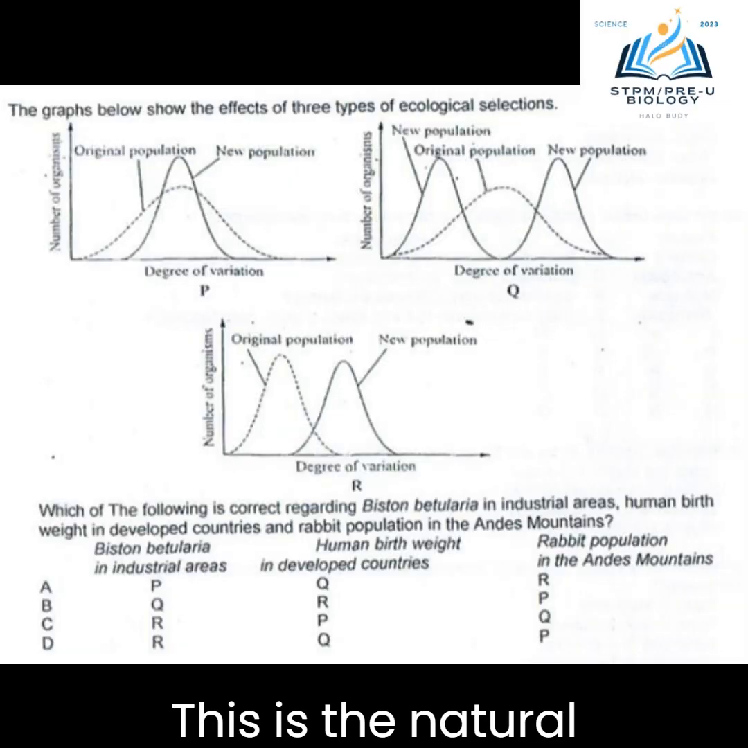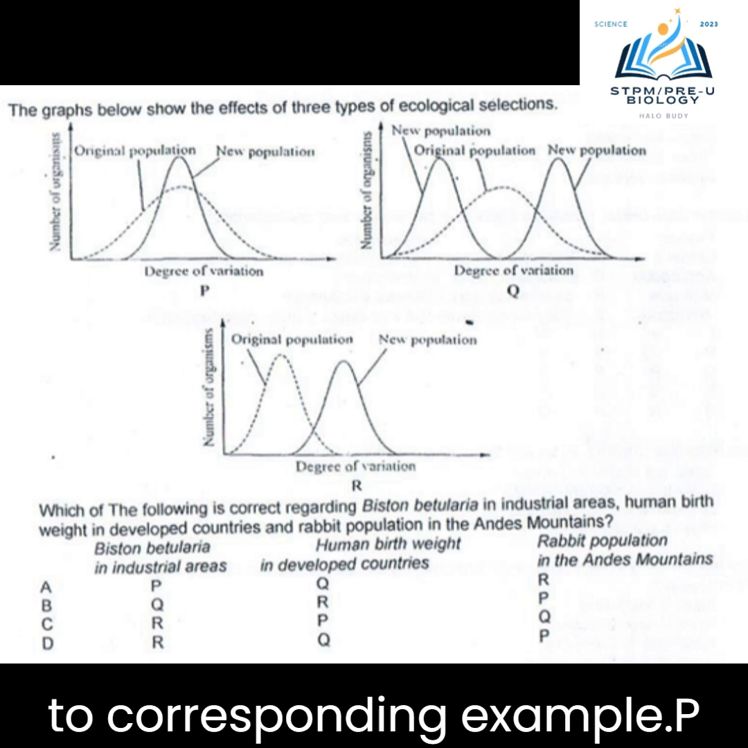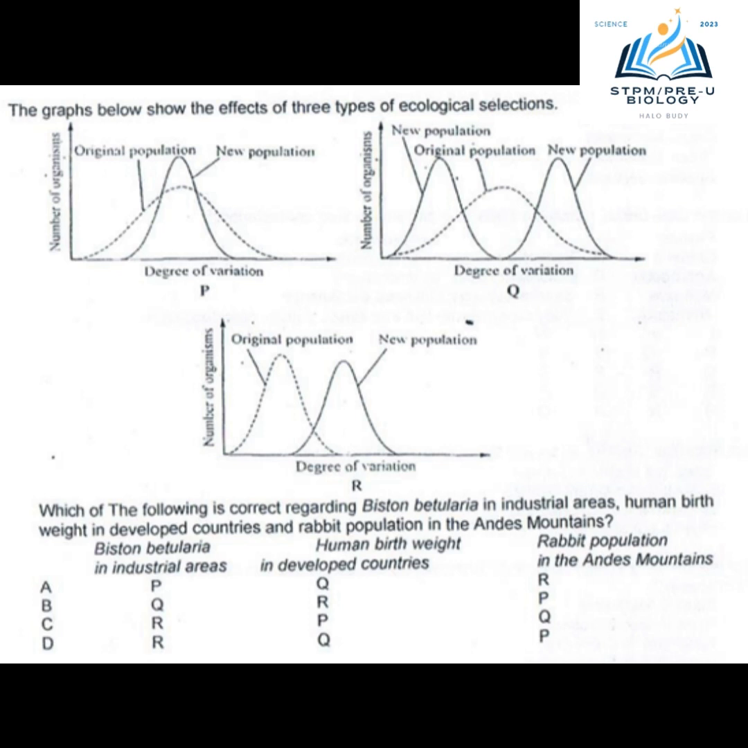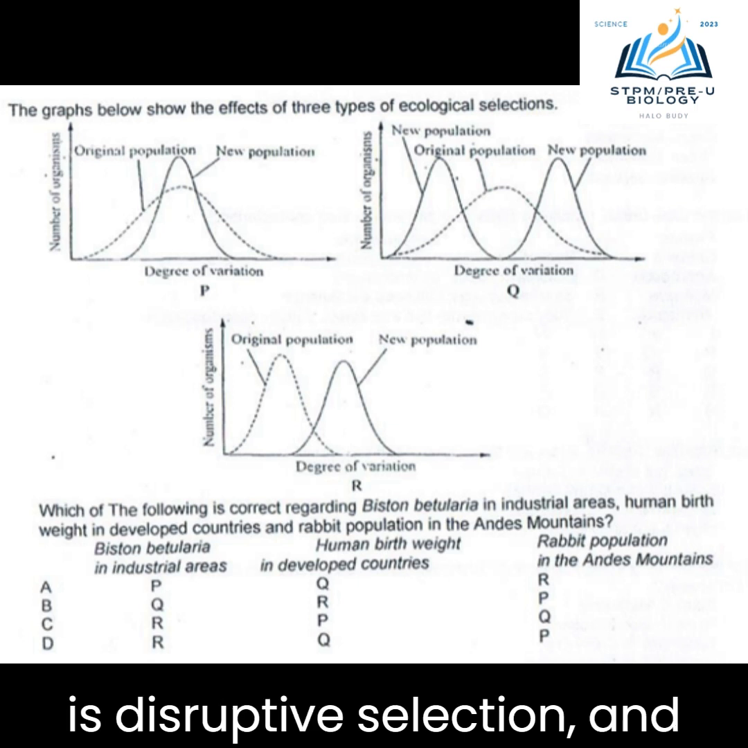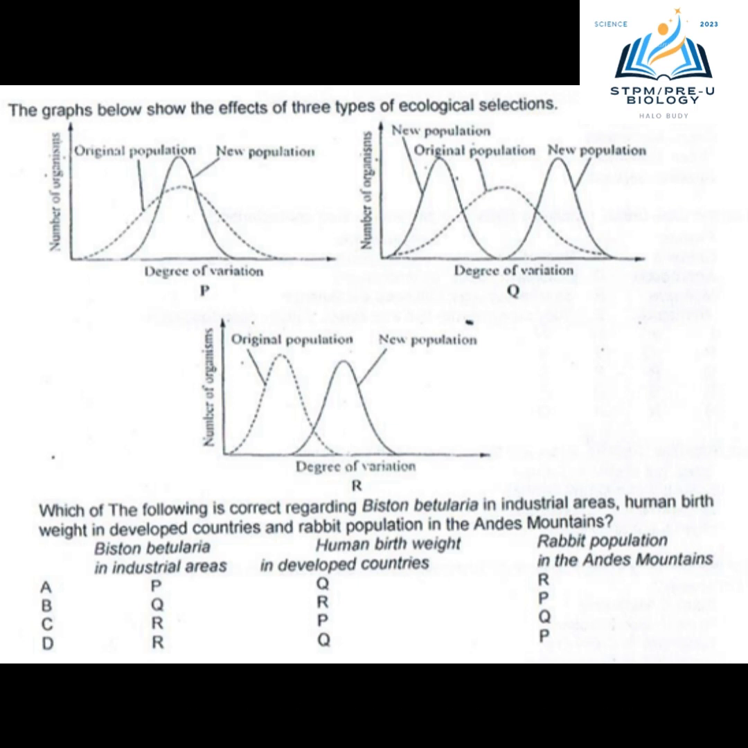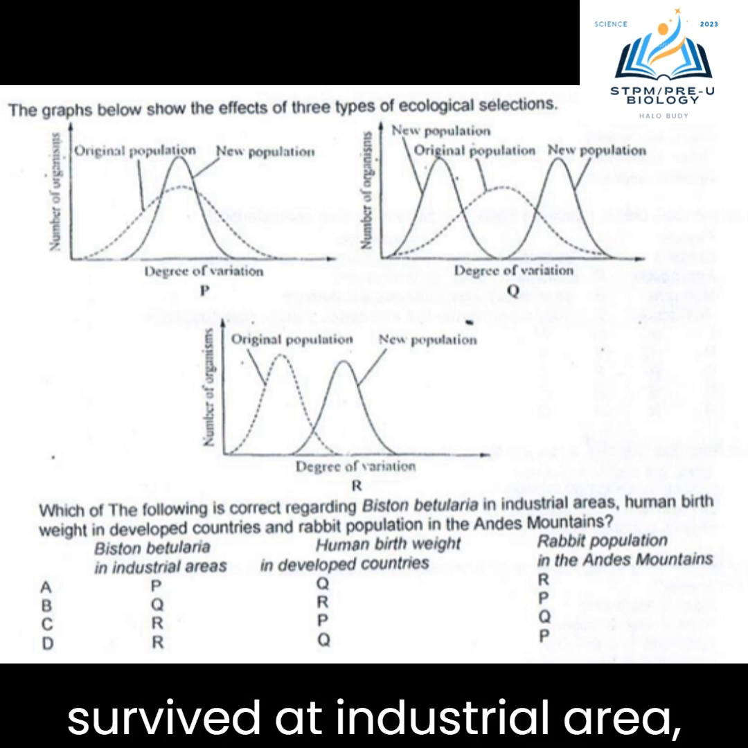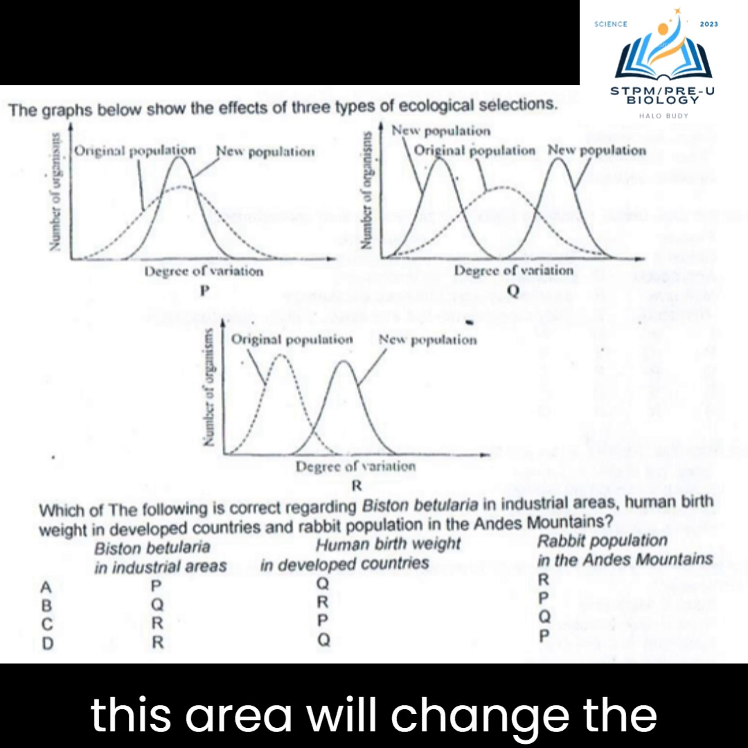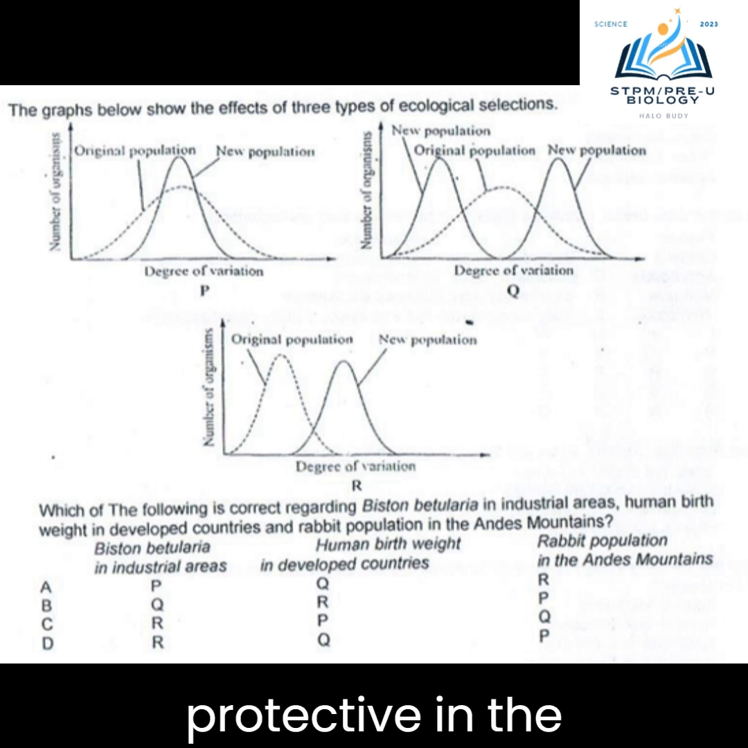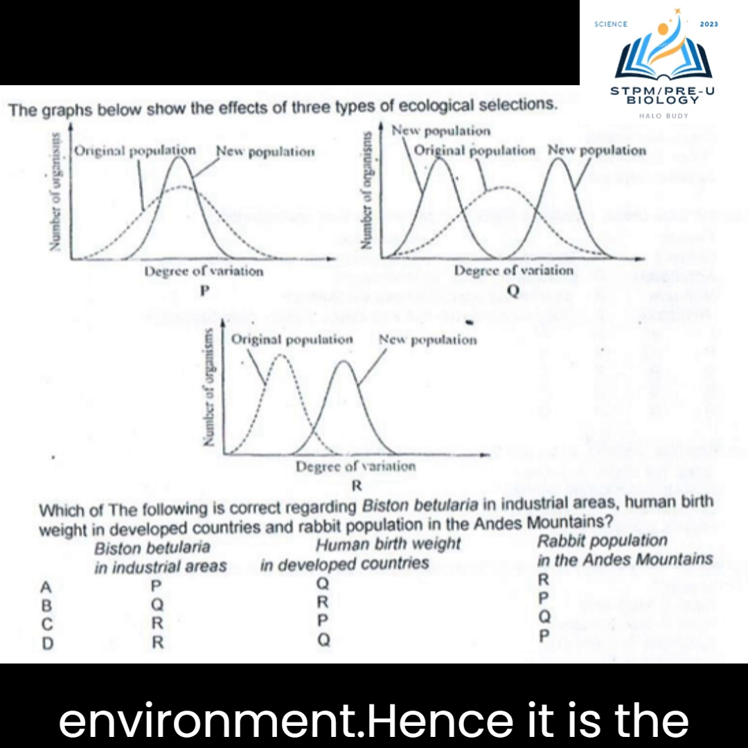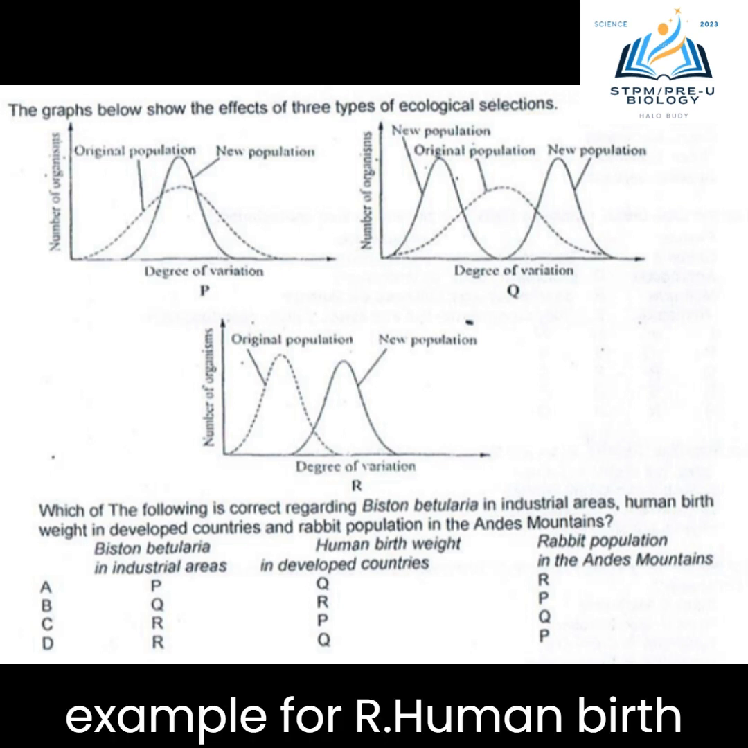This is the natural selection question of matching to the corresponding example. P is stabilizing selection, Q is disruptive selection, and R is directional selection. Biston betularia is a type of moth that survives in industrial areas. This area will change the moth color from white to black, ensuring the moth is protected in the environment. Hence, it is the example for R.